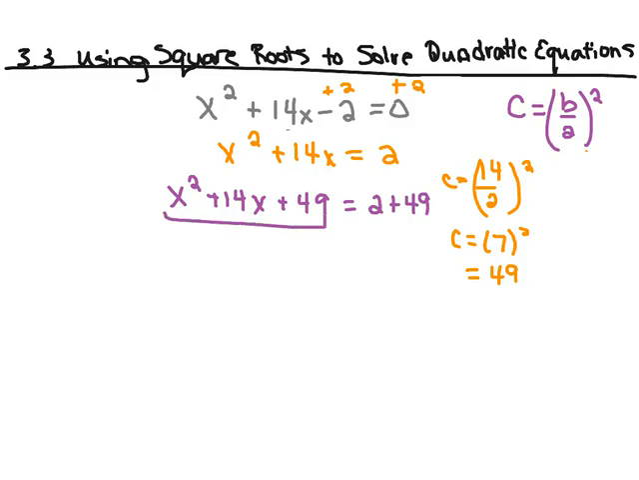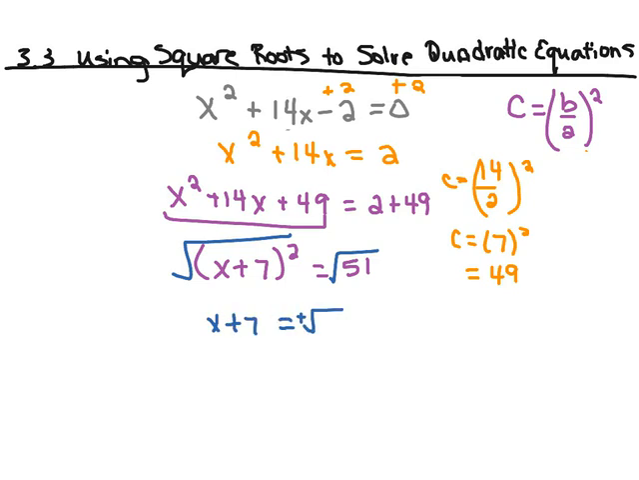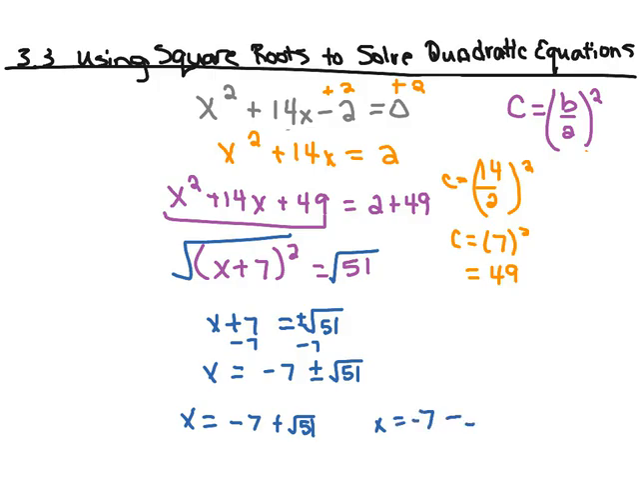We know that this is a perfect square, so we get x plus 7 squared equals 51. Take the square root of both sides, and x plus 7 equals plus or minus the root of 51. Subtract 7 from both sides, so x is equal to negative 7 plus or minus the root of 51. Therefore, x is equal to negative 7 plus root 51, or x is equal to negative 7 minus root 51.